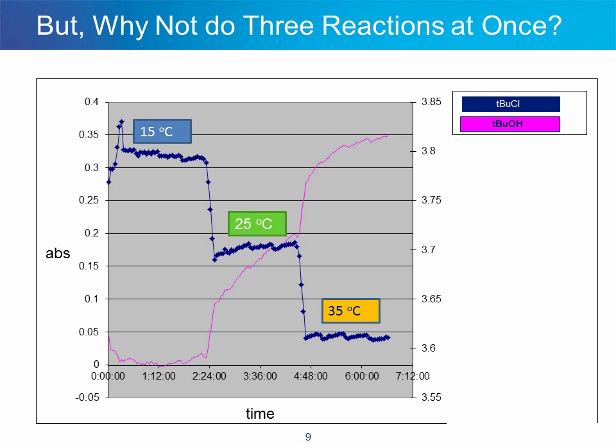However, this slide shows a really cool way that you can do this reaction in an academic setting. Why not do all 3 reactions at once? For example, why not monitor the first reaction at 15 degrees C, then change the temperature to 25 degrees C and continue to monitor the reaction, and then change the temperature again to 35 degrees C and continue to monitor this reaction? So in fact, this is exactly what we've done.